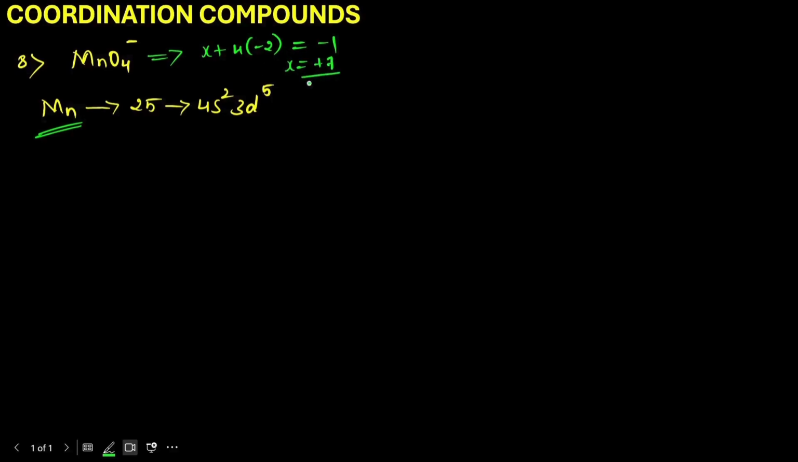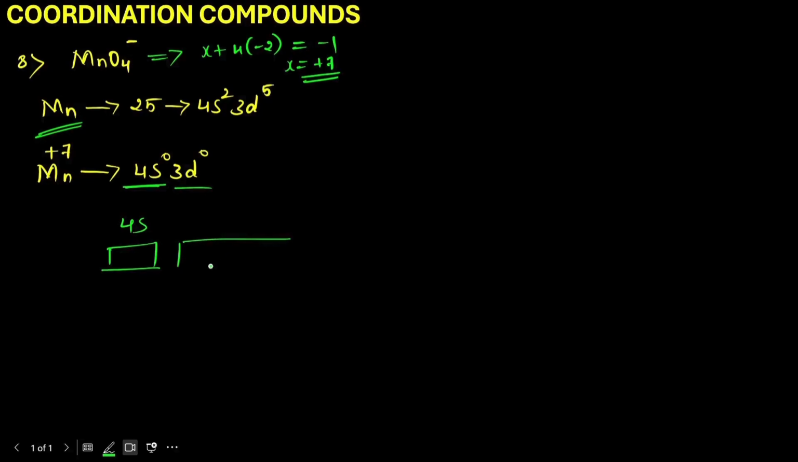It is +7. Now I will write the electronic configuration of manganese in the +7 oxidation state. Therefore it is 4s0 and 3d0. First is 4s, and then comes 3d, right? So now all the orbitals are vacant.